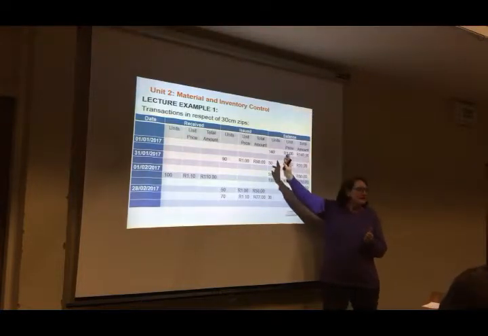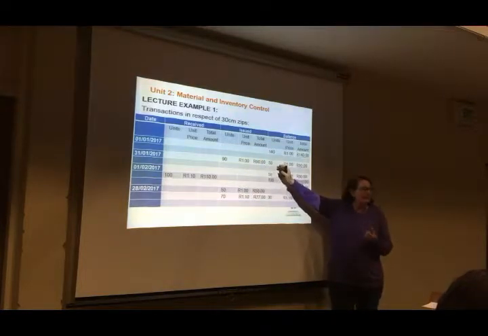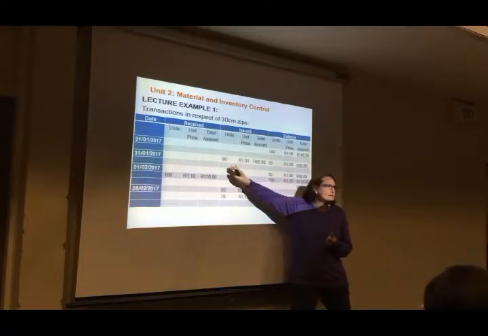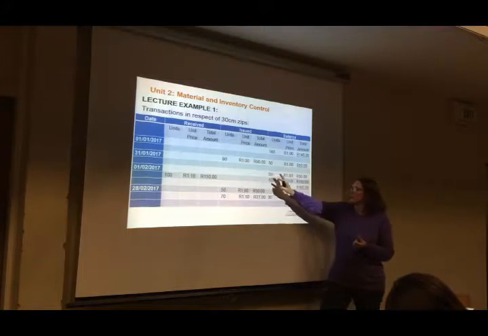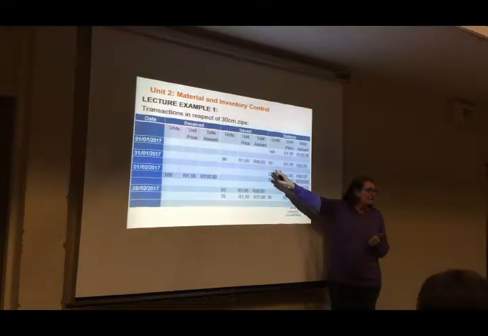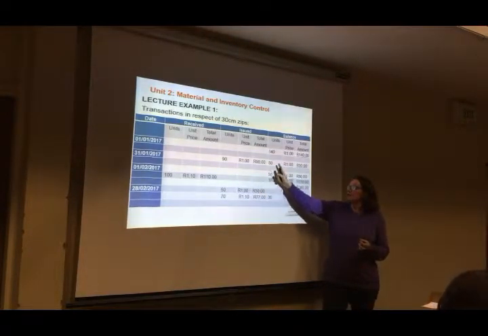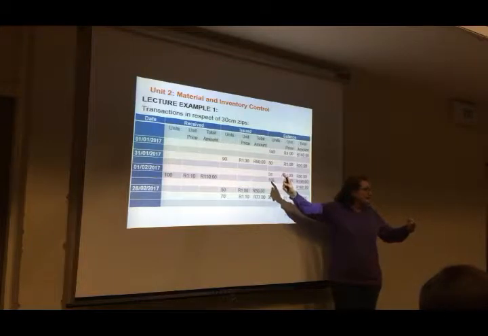We issued 90 to production. That means we had 50 left. It takes 30 zips, and we issued 30 by 3 is 90. Okay? Everyone okay with the 90? Yes. Right. Everyone okay that we got 50 left at this point? Yes. Right. Then we buy another 100. So the total number of zips we have is 150.